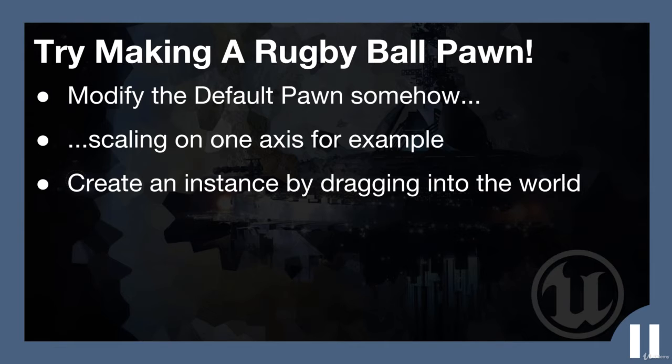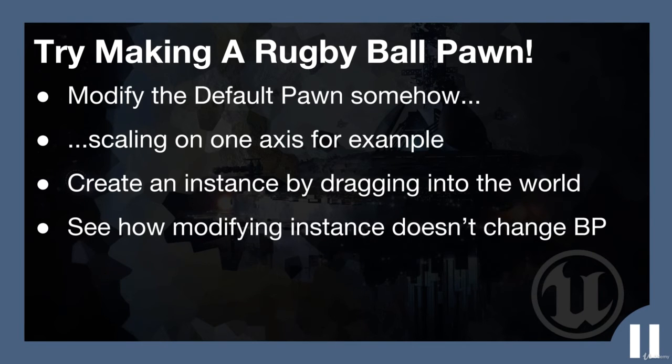So close the blueprint editor and then drag your default pawn blueprint, like I did a moment ago, from your content browser and drop it into the world. And see how modifying the instance, so go into your world, modify the instance of this default pawn you've created, and note that it doesn't change the blueprint. Okay, and then when you finish, just revert whatever change you made to the default pawn.